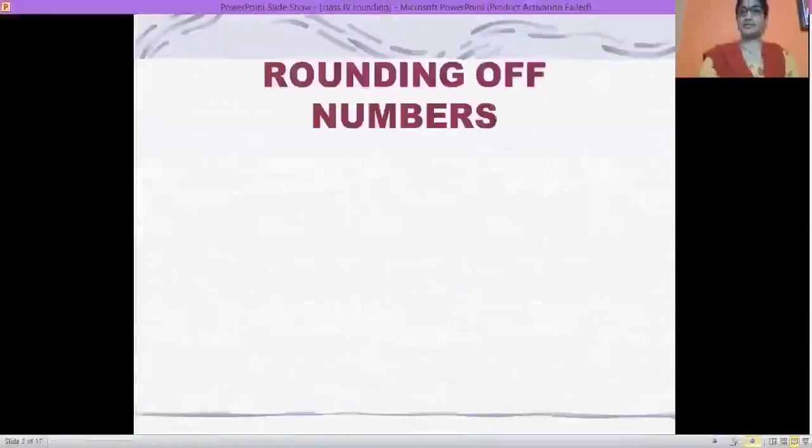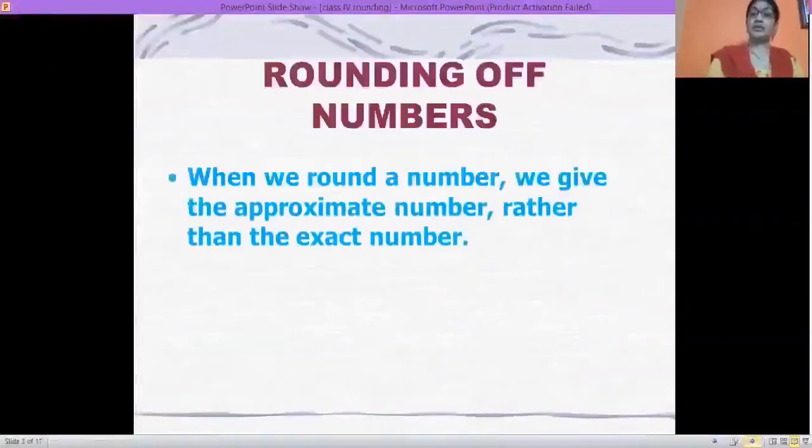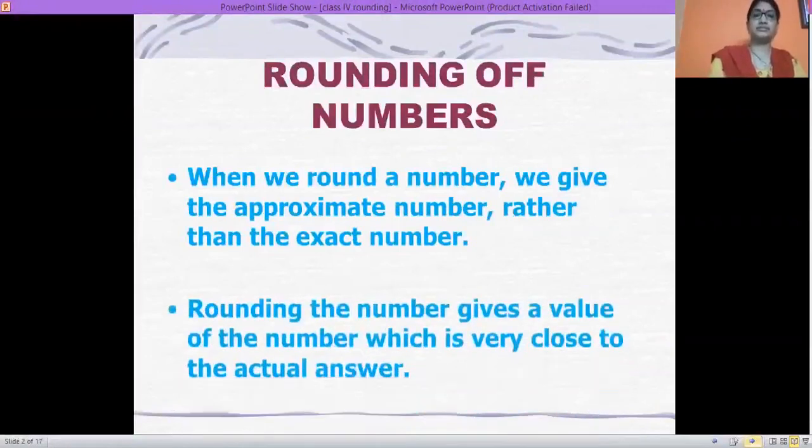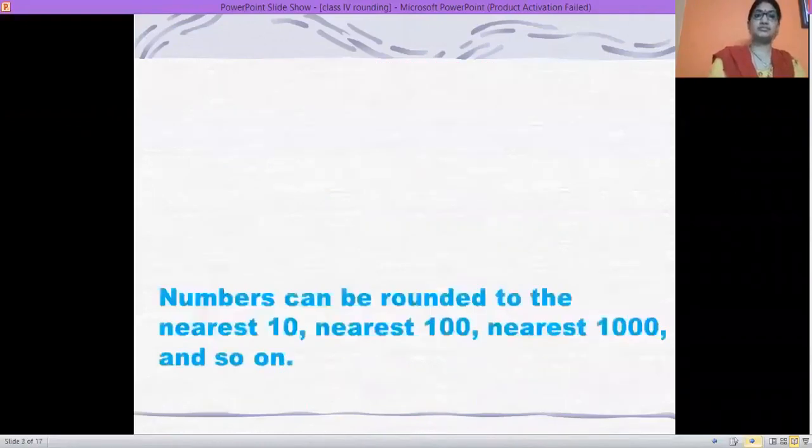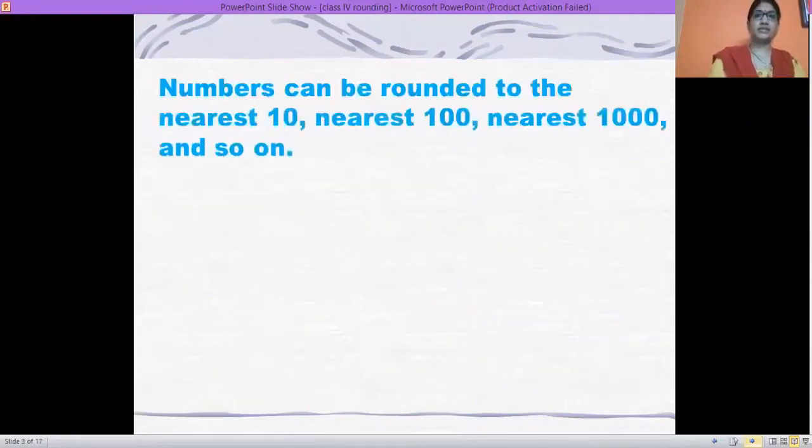Rounding of numbers. When we round a number, we give the approximate number rather than the exact number. Rounding the number gives a value of the number which is very close to the actual answer. Numbers can be rounded to the nearest 10, nearest 100, nearest 1000 and so on. In today's session, we'll discuss rounding to the nearest 10 and rounding to the nearest 100.